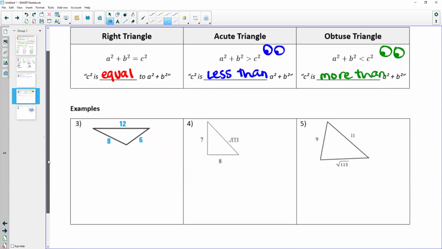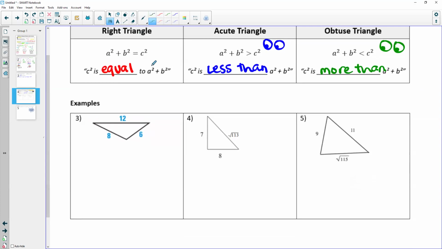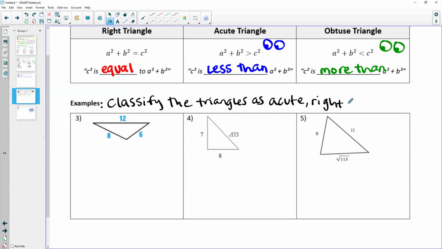So in the examples that we have down below, there should be some instructions here. Typically these problems will be phrased along these lines: classify the triangles as acute, right, or obtuse. That is typically how the questions will be worded for these types of problems. To do that, you're going to use the Pythagorean theorem. You're going to check to see, is it equal? Is c squared less than, or is c squared more than, to determine whether it's right, acute, or obtuse.